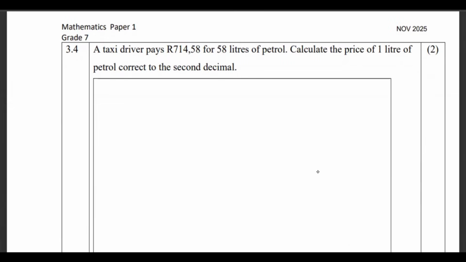All right, then question 3.4, a taxi driver pays this much for 58 liters of petrol. Calculate the price of 1 liter, correct to the second decimal. Now, you see, we need to disregard the instruction that was given of no calculators.